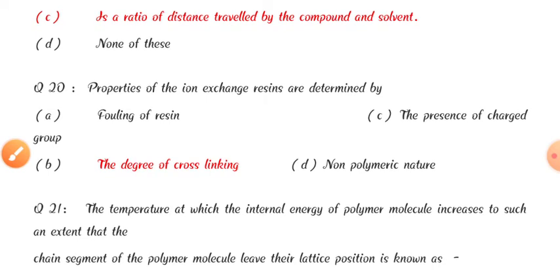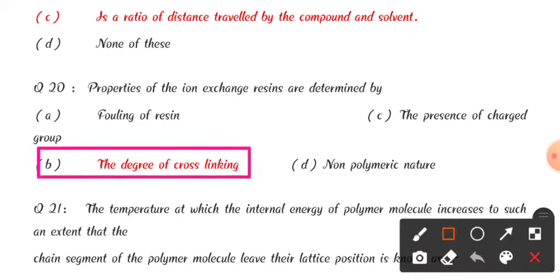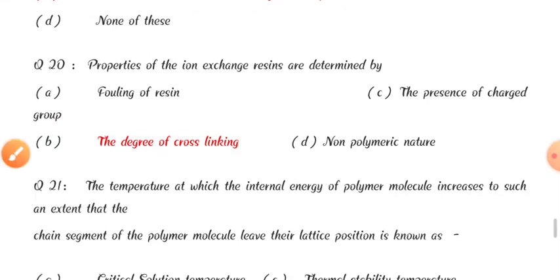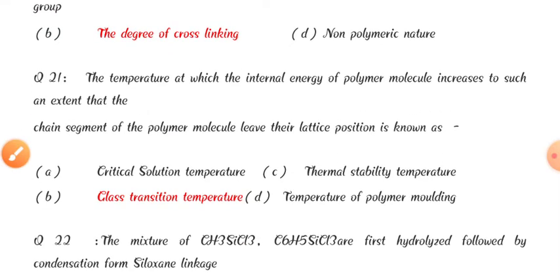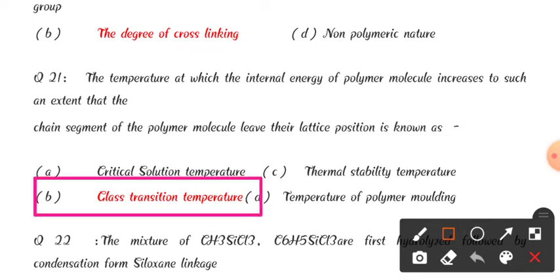Properties of the ion exchange resin are determined by what? So friends, properties of ion exchange resins are determined by option number B, the degree of cross linking, which is the correct answer. Now question number 21. The temperature at which the internal energy of a polymer molecule increases to such an extent that the chain segments of the polymer molecule leave their lattice positions is known as the glass transition temperature. So option number B is the correct answer.